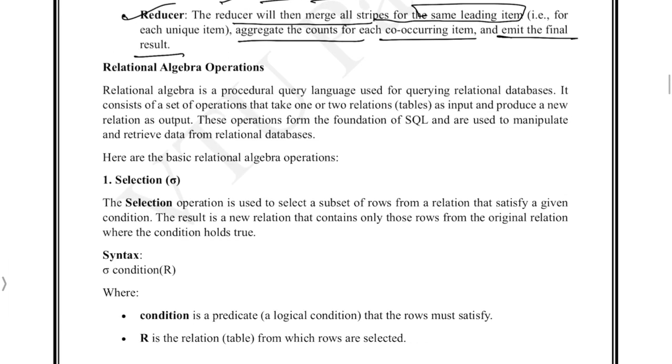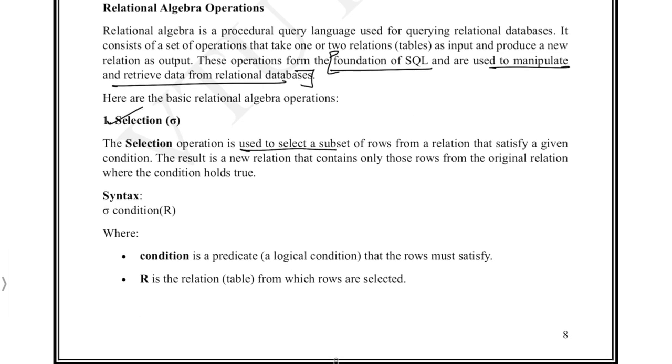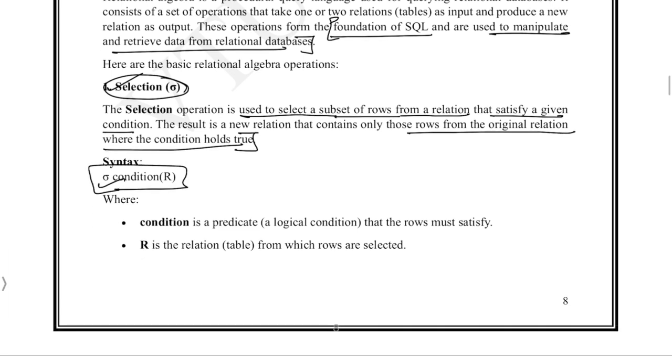Next is relational algebra operations, similar to your SQL, used to manipulate and retrieve data from relational databases. First we have the selection operation. Selection is mainly used to select a subset of rows from a relation that satisfy a given condition. The result is a new relation containing only those rows from the original relation where the condition holds true. The syntax is sigma condition R, where condition is a predicate that the rows must satisfy, and R is the relation from which the rows are selected.